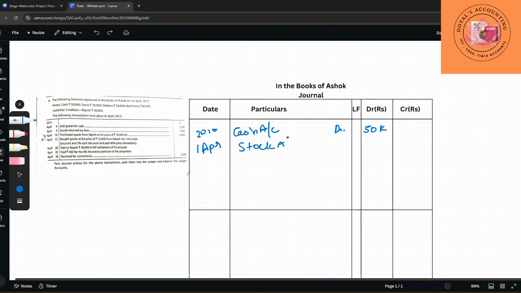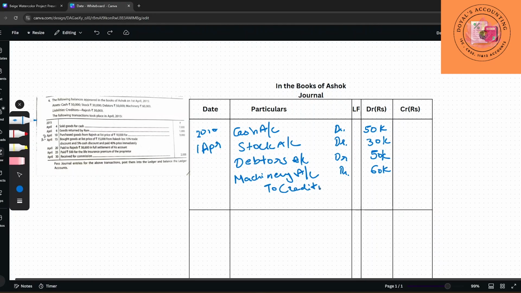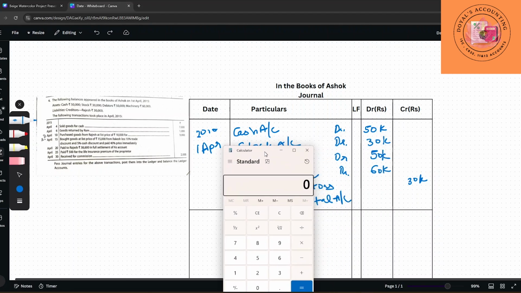Stock account, debit, 30K. Debtors account, 50K. Machinery account, 60K. Now the liabilities. Creditors, 30K. And capital. The capital will be the difference between the total debits and this liability.